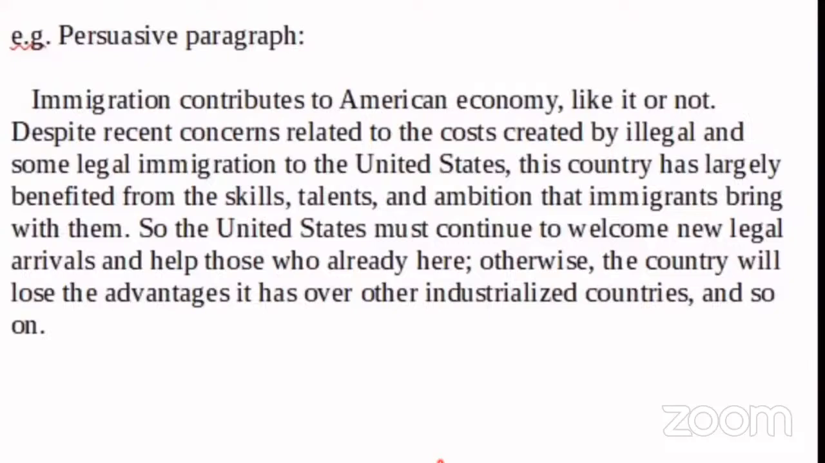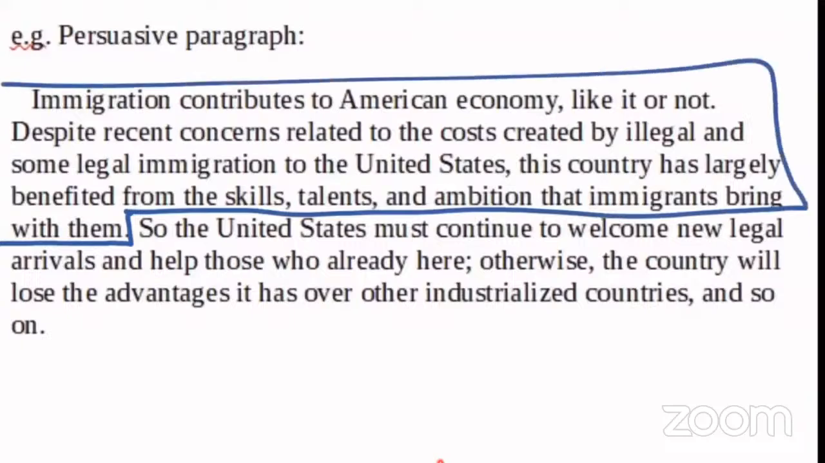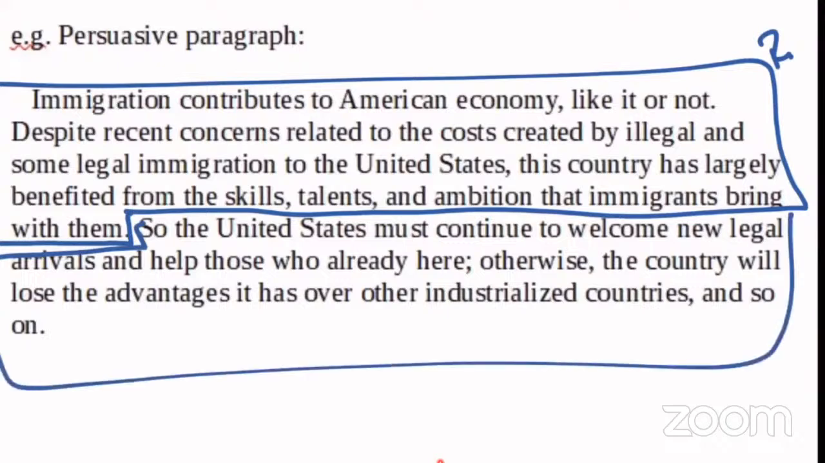So, persuasive. In this part of the paragraph the writer gives support for why something is important. In this specific case, what is important is to protect immigration. So the first part gives reasons why it's important, and the second part is the rest of the paragraph. Okay, this is the first part.